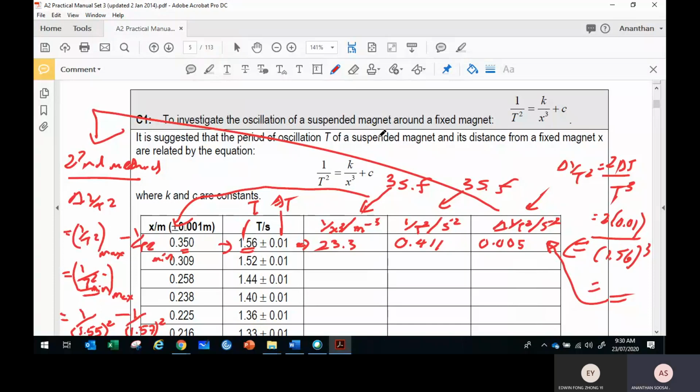All the answers, write in 3 significant figures. After you graph, all your final answers are written in 3 significant figures. The error follows the decimal place of the value.